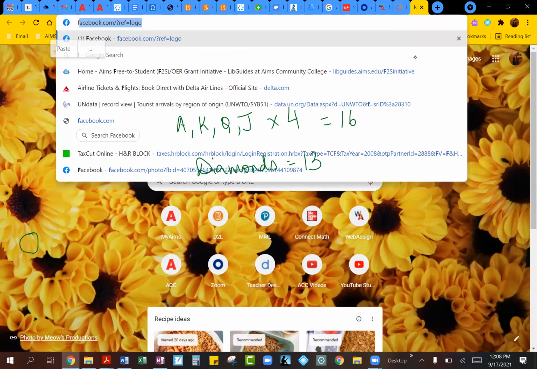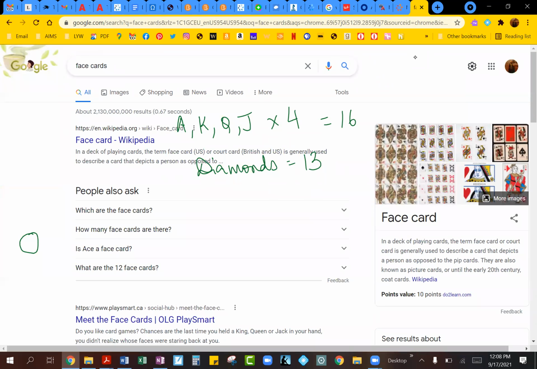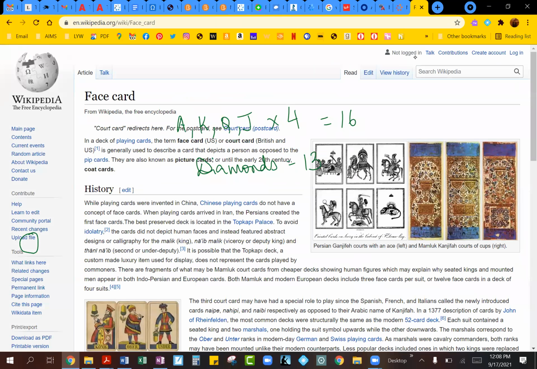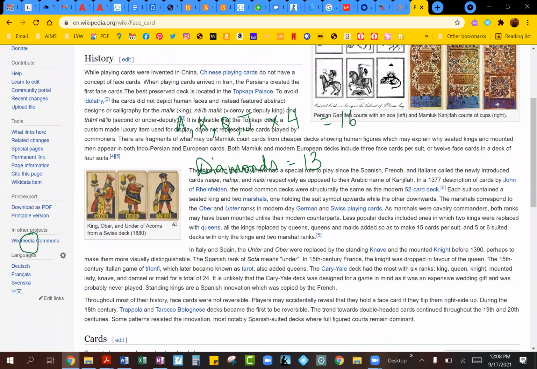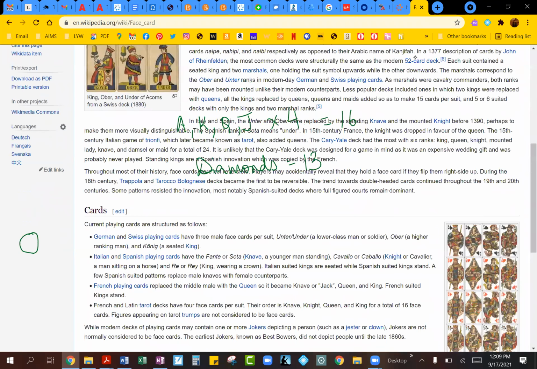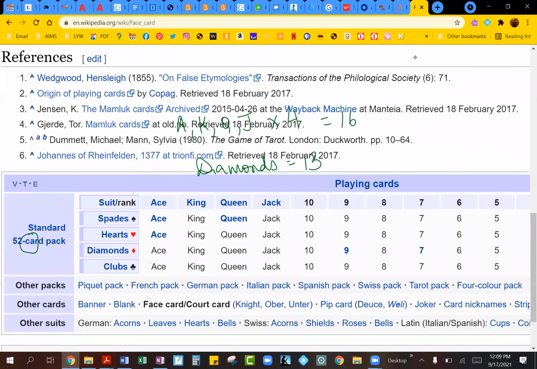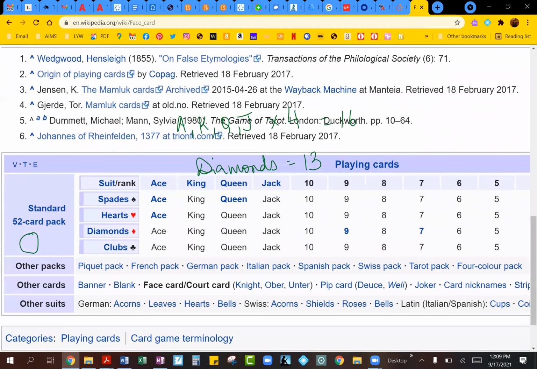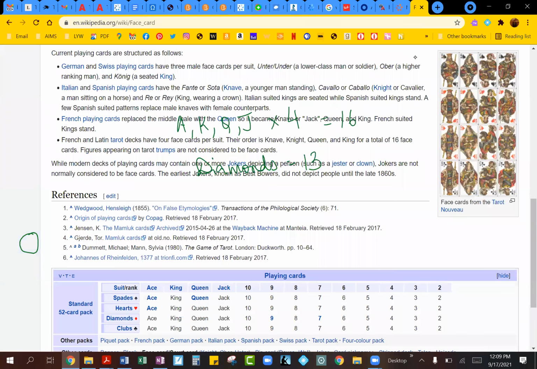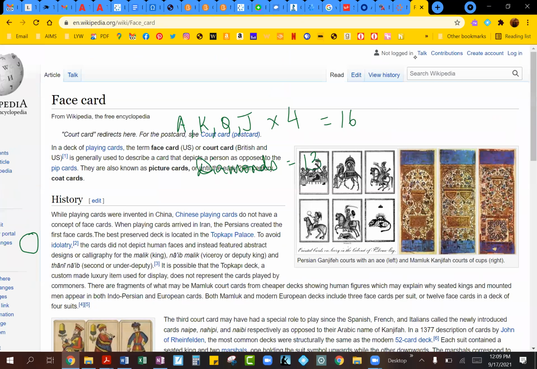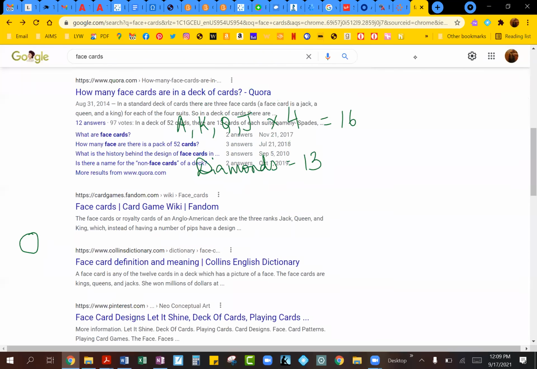Right, okay. We are going to ask Google to help us out. Let's see what Wikipedia has to say. Okay, so they're definitely showing us the king, queen, and jack. And that's what they are saying. Now, some of them, okay, this is just a suit. I guess you can decide what the face cards are.